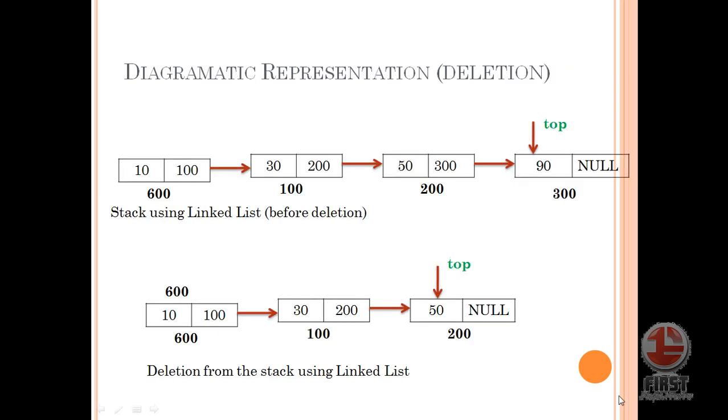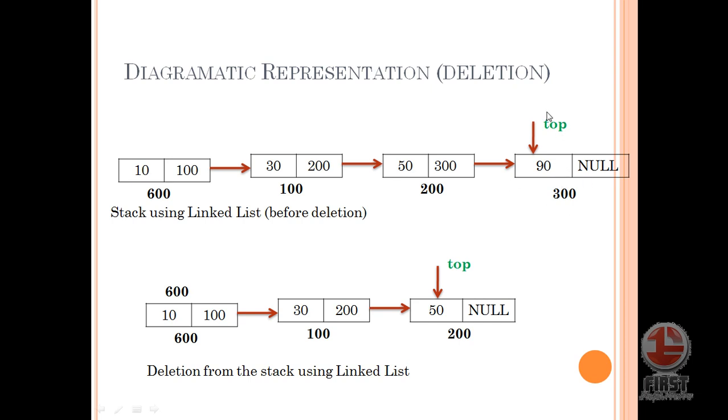Okay. Now let us understand the deletion portion, or we can say the pop operation of stacks using linked list. As we already know, the element to be deleted will always be the topmost element of the stack, or we can say where the top pointer is pointing, that element will be deleted. No other element can be deleted from the stack. Here the element that will be deleted from the stack is element 90, where the top is pointing.